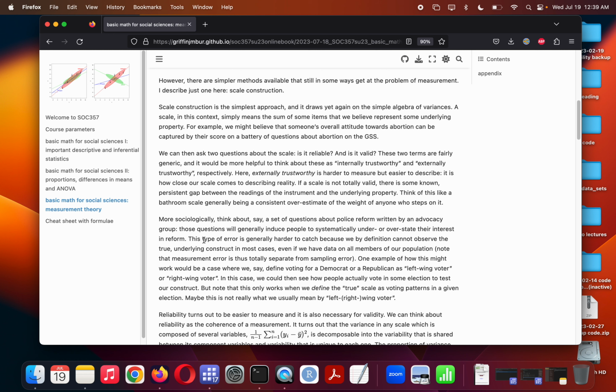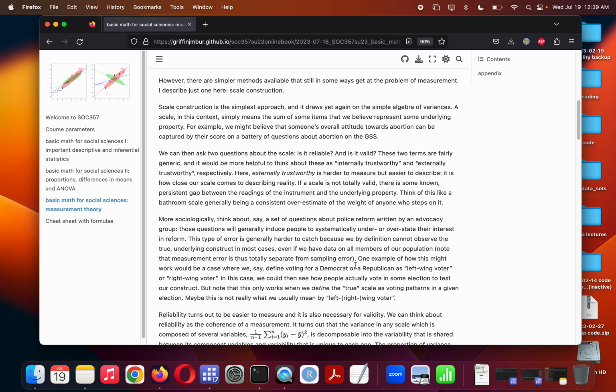It's not directly observed. And so this would be true even if we had data on all members of our population. So measurement error is actually separate from sampling error. It could exist, and it sometimes in principle does exist, even when we have data on all members of the population, not just a sample.